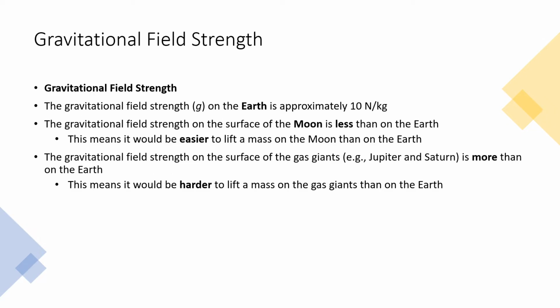So we start off with what gravitational field strength is. The gravitational field strength, denoted by g, on Earth is approximately 10 newtons per kilogram. The gravitational field strength on the surface of the Moon is much less than it is on Earth. This means it would be easier to lift a mass on the Moon than on the Earth. The gravitational field strength on the surface of the gas giants, for example Jupiter and Saturn, is more than on Earth. This means it would require a lot more force to lift a mass on the gas giants in comparison to Earth.